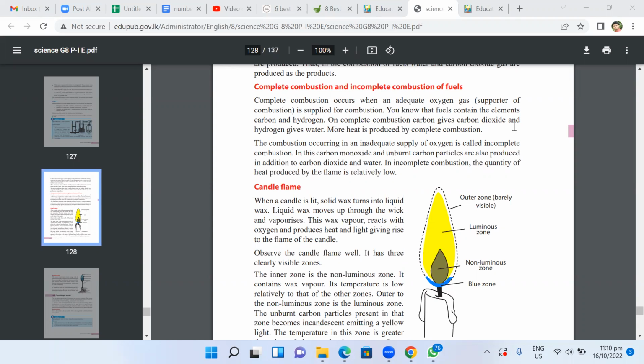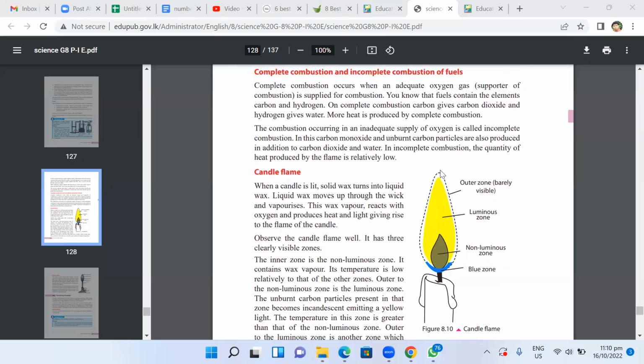Right? So that produces carbon dioxide, and hydrogen with oxygen will produce H2O or water vapor. Right? And there will also be more heat. We can just observe the candle flame to understand the combustion level.